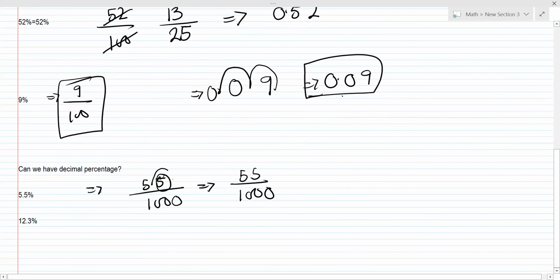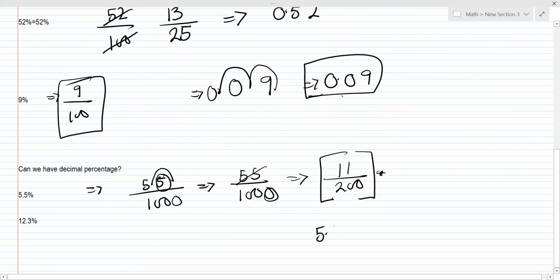You move this decimal point to the right once, and because you did that, you add another zero here. This becomes 55 over 1,000, and it's easier to simplify now. 5 into 55 is 11, 5 into 1,000 is 200. This will be the simplified form of 5.5%.